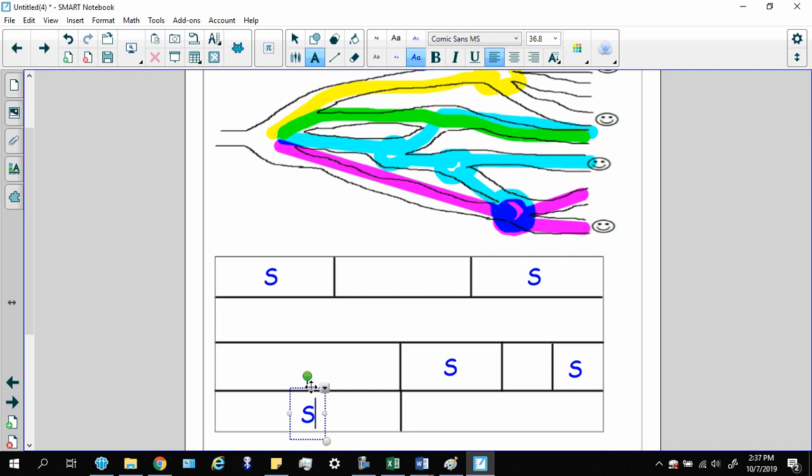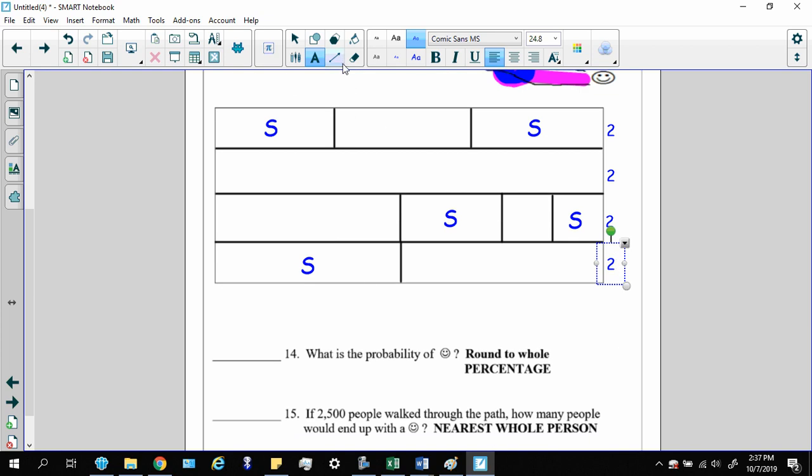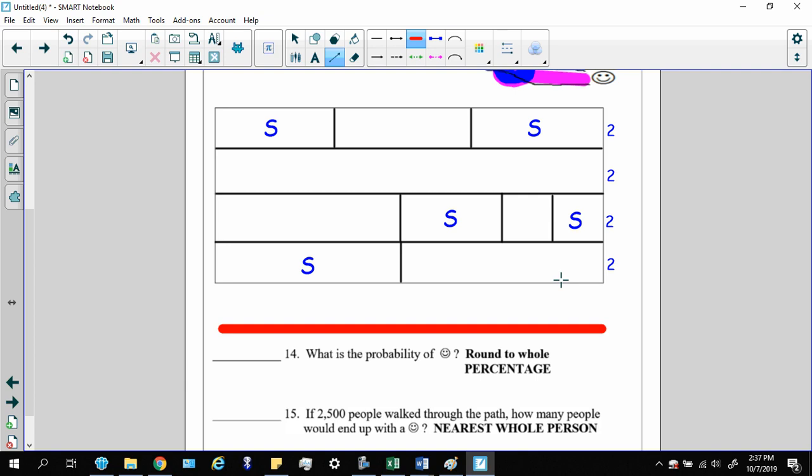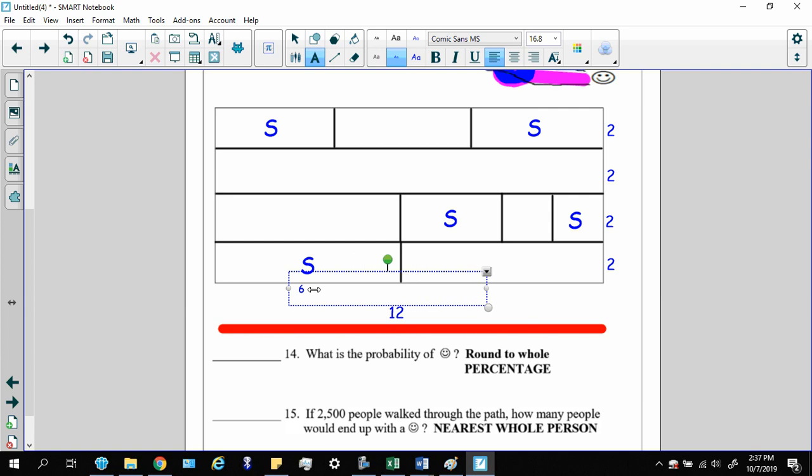All right, let's throw some numbers on here. So I'm going to, again, make my overall height of each row 2. All right. And I'm going to make the entire width, you know what? Let's make that 12. I'm just going to go with 12. I like 12. So if that's 12, then this would be 6. This would be 6. This would be 6. This would have to be 3. And this would have to be 1.5.